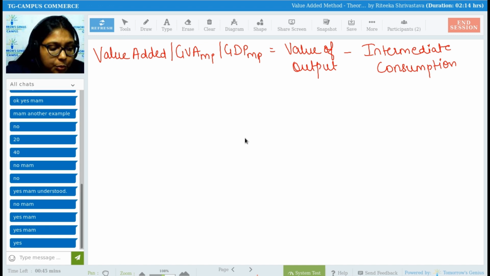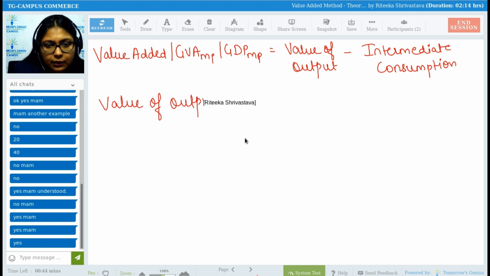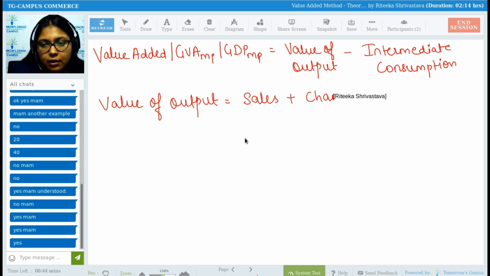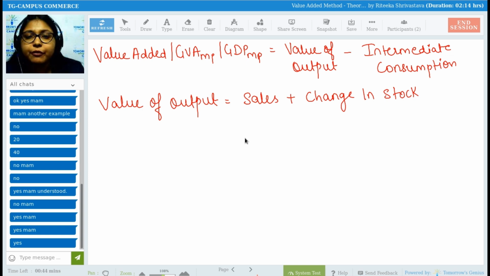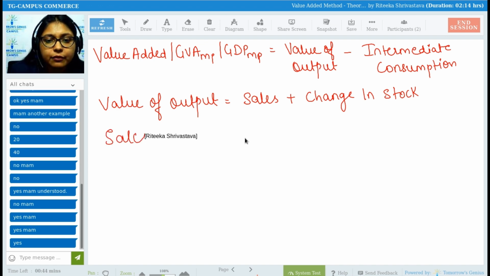Now, what if the value of output is not given to us directly? The formula to find out value of output is equal to sales plus change in stock. If the value of output is not given directly in the question, then the formula is sales plus change in stock. Now, what if sales is not given to us directly in the question? Then the formula to find out sales is quantity into price.